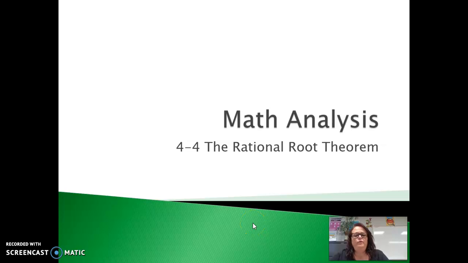Okay, so the goal for the last chapter, chapter 3, was to be able to graph things without doing XY charts, okay? So the goal of this graph is to be able to use a polynomial function, figure out where the roots are, and then start being able to fill in the blanks in between in order to graph that function, okay? So today we're going to talk about the rational root theorem.